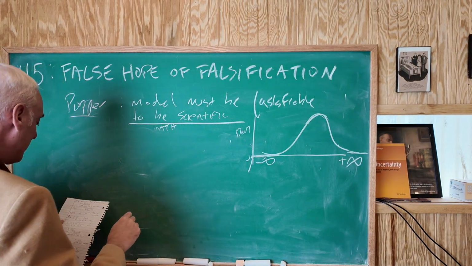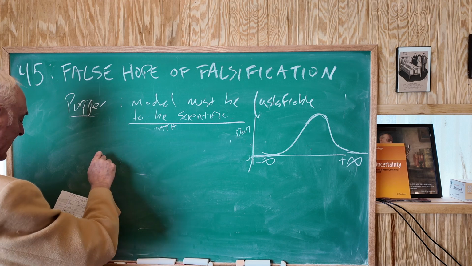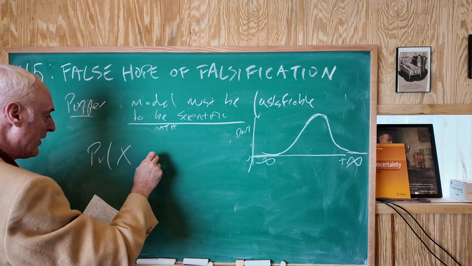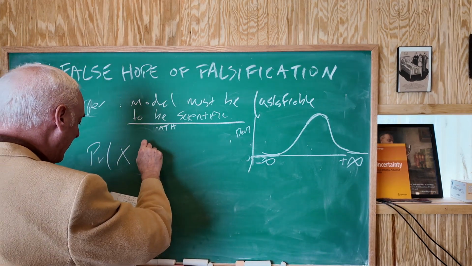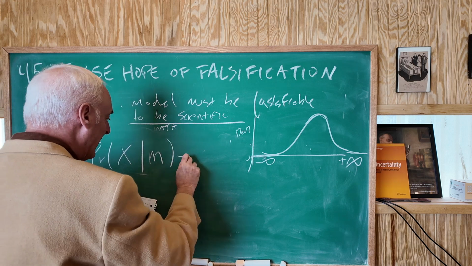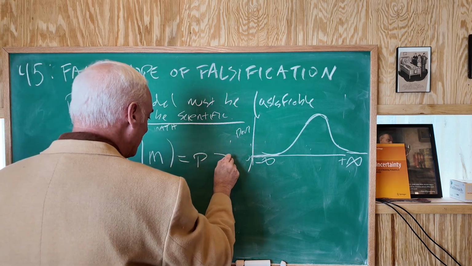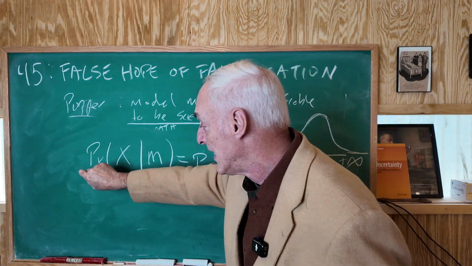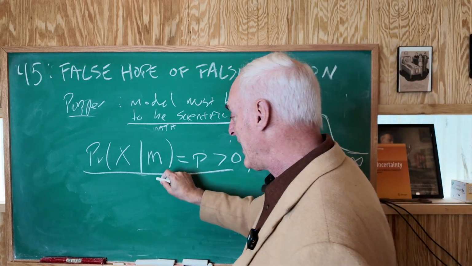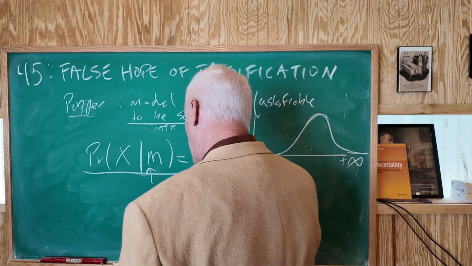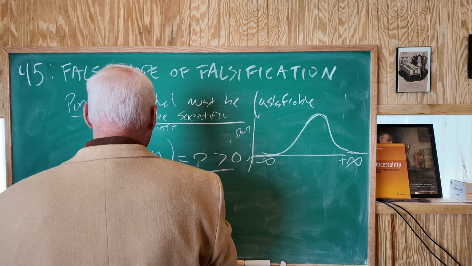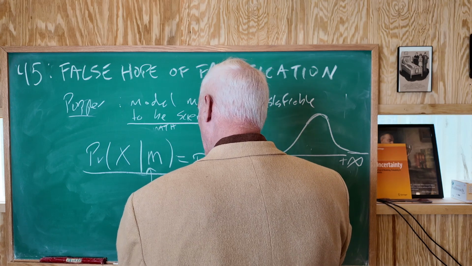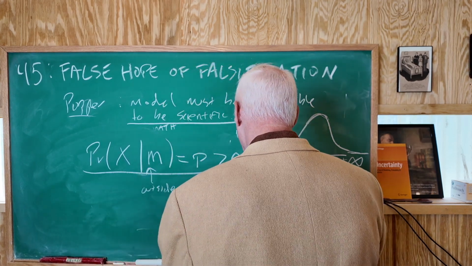So for instance, let me give you this example right here. The probability for x, or it doesn't matter, x or y, say x given M equals p, which is greater than 0. It can even be large. But we know by evidence outside of M that x is impossible. Well, let me give you an example.